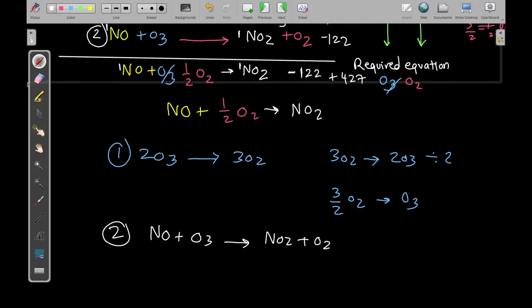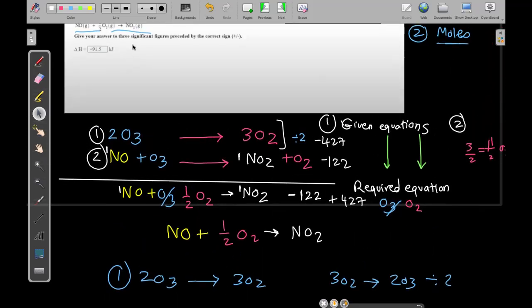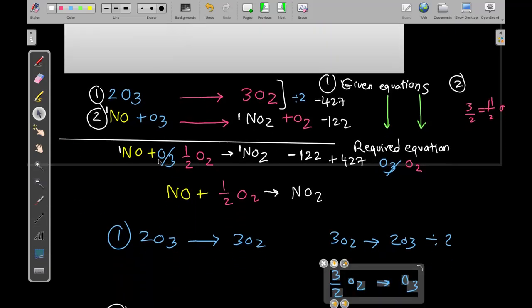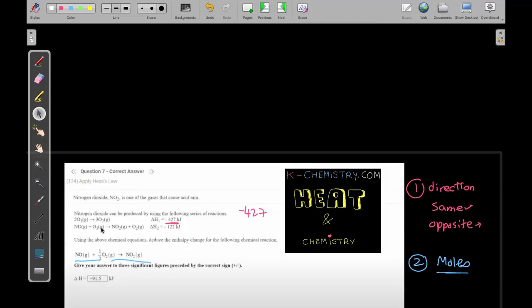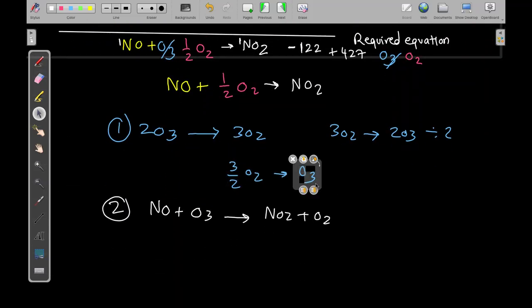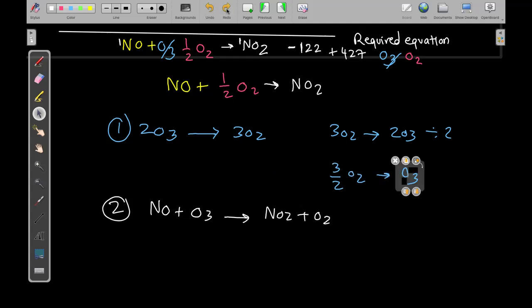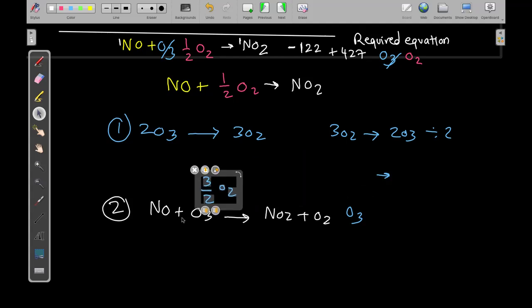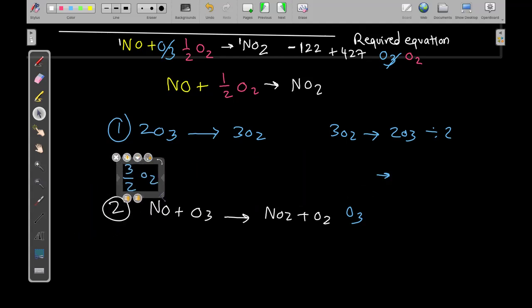So when you added this and this together at the end, what did you have? The second equation contained O3 here at the beginning. So it has O3, NO and O3, give me NO2 and O2. So when you reverse it, this equation, the O3 becomes here and the 3O2 becomes here. We did it as a reversal. So when you put this equation, O3 here, and the 3 over 2 O2 becomes here. So now what do you have?